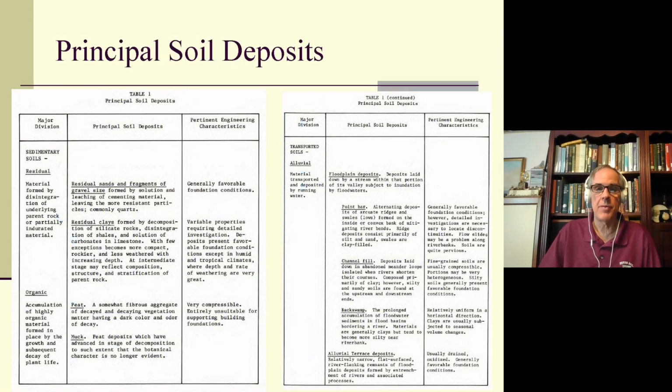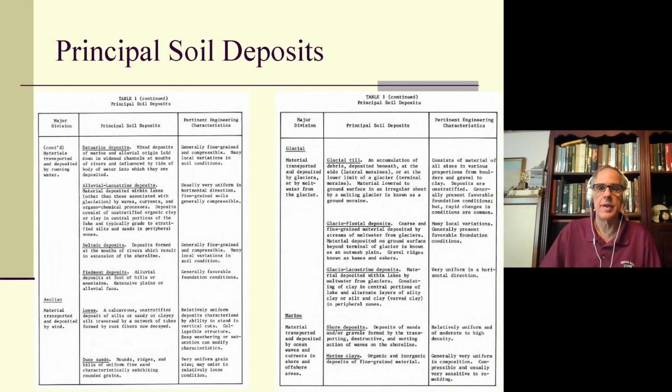And this is a summary from the Navy's document DM7 of soil deposits. You can read that, even though I've covered most of it in the rest of this presentation.